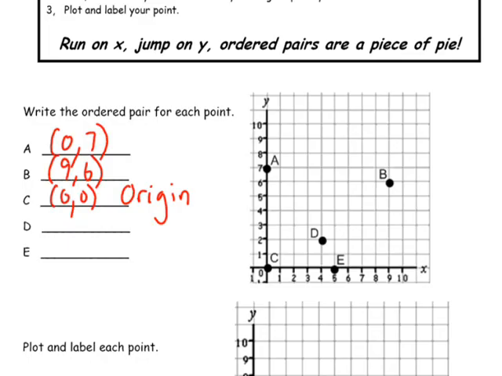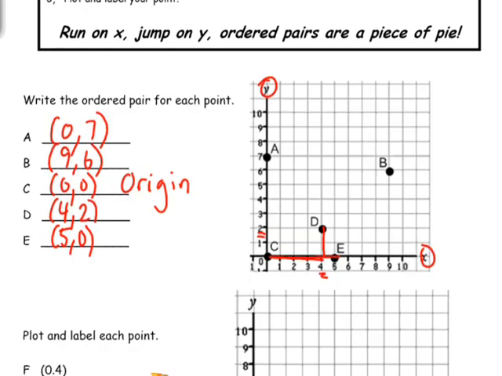Okay, let's do D. So you run on x. So we're going to run to 4. And then we're going to jump. We're going up 2 on the y-axis. So that would be 4, 2. And our last point, point E, you would run 5 and jump 0. So that point would be 5, 0.